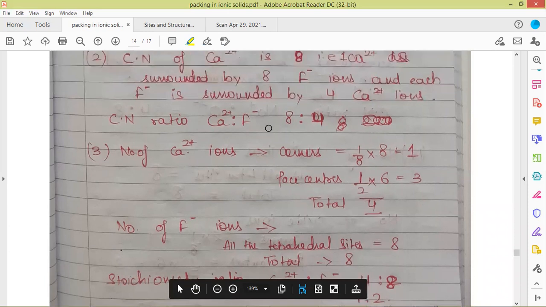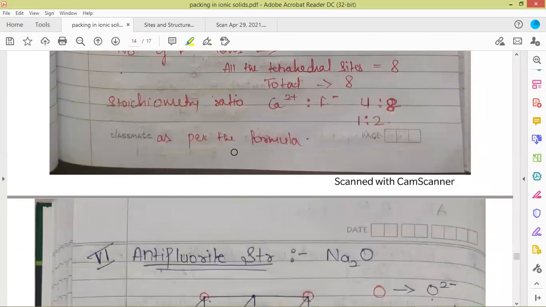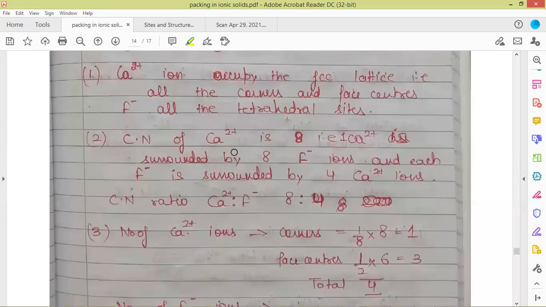exactly opposite to that of coordination ratio, because in case of coordination ratio we are writing the coordination number of calcium, that is how many calcium ions are surrounding the fluoride, and that is 8, but number of calcium is 4. So coordination ratio is different from stoichiometric ratio in this sense. So this is all about the fluoride structure.